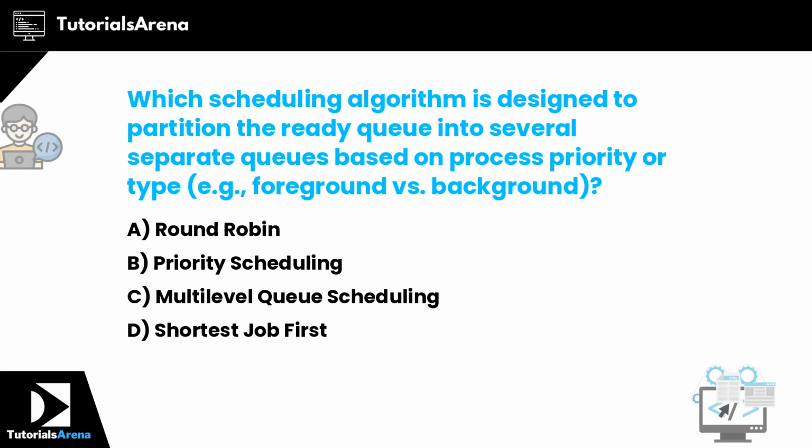Which scheduling algorithm is designed to partition the ready queue into several separate queues based on process priority or type, e.g., foreground versus background? The correct answer is option C, multilevel queue scheduling.